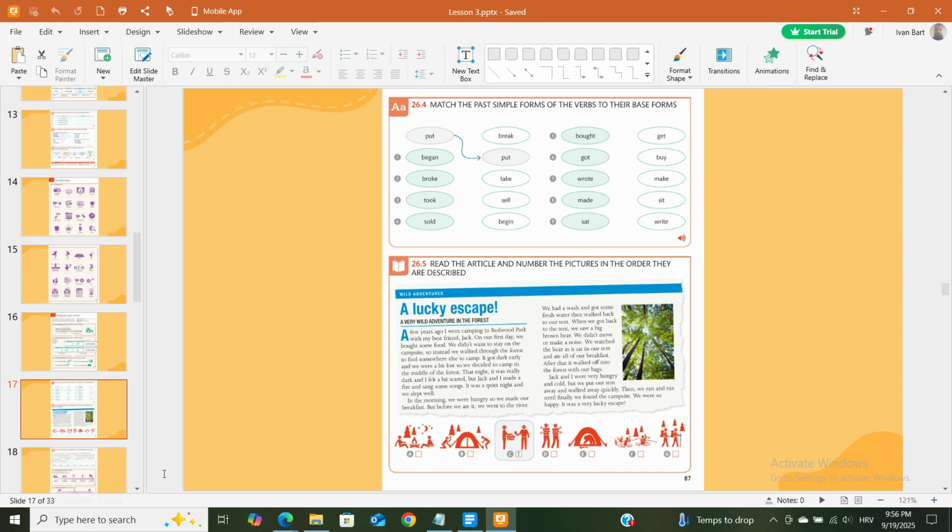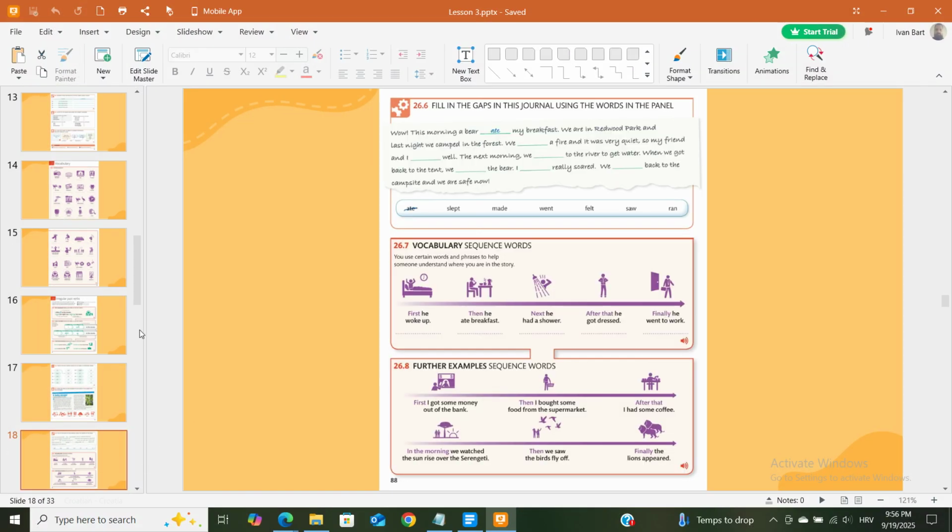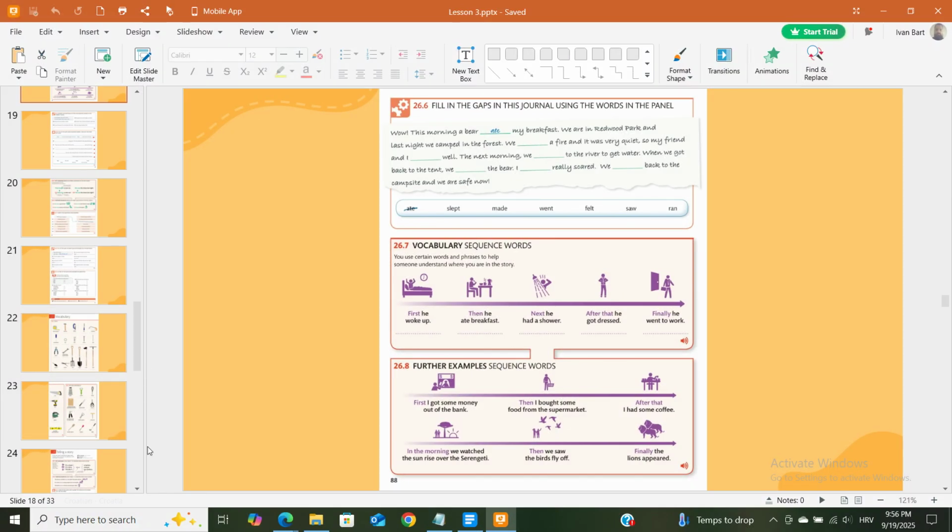26.6 Fill in the gaps in this journal using the words in the panel. We are in Redwood Park and... Wow. This morning a bear... my breakfast. Last night we camped in the forest. Well, the next morning, we... and I... Back to the tent, we... campsite and we are safe now. The bear, I... A fire and it was very quiet, so my friend... To the river to get water. When we got really scared, we... back to the... Slept, made, went, felt, saw, ran.